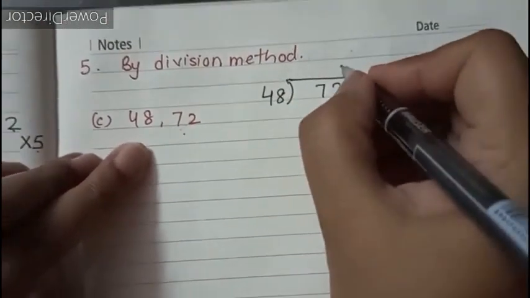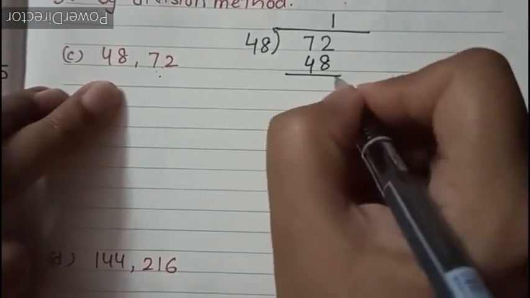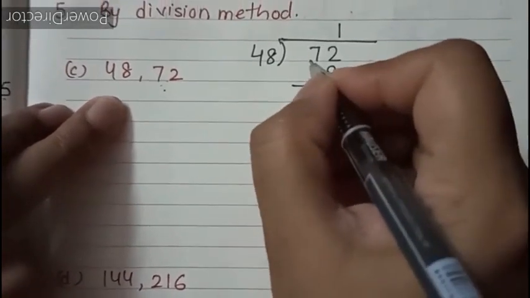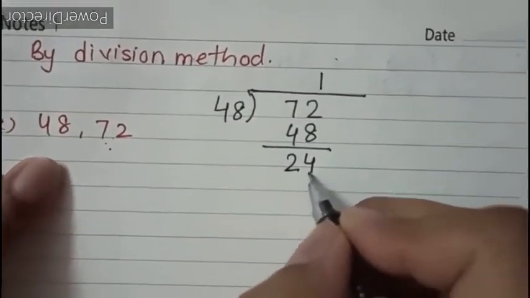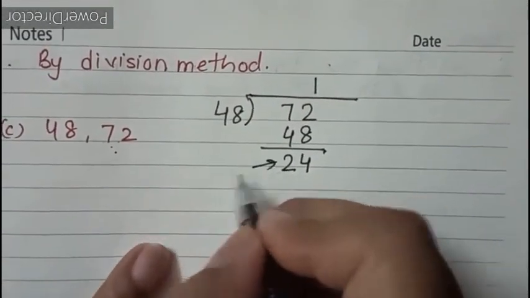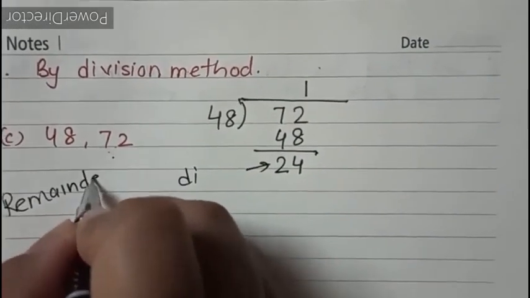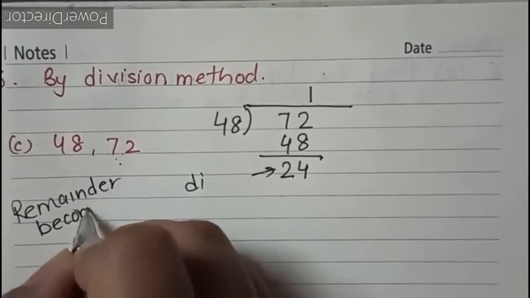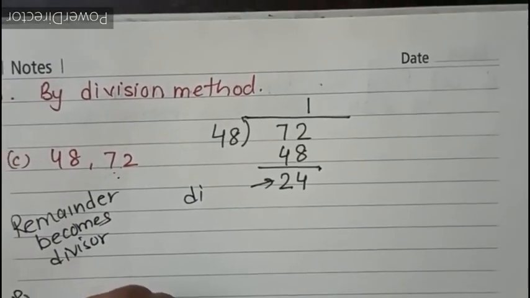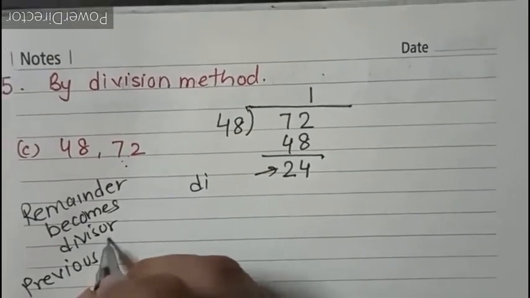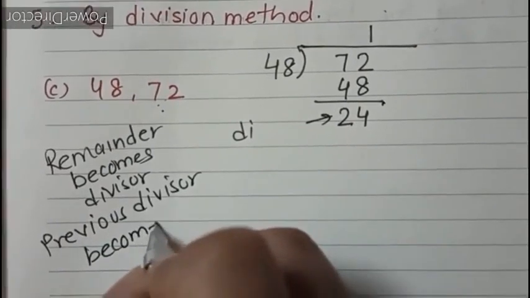So this is a small division for you. 48 ones are 48. 12 minus 8 is 4. 6 minus 4 is 2, so 24. Now for the next step, this remainder becomes the divisor. Remainder becomes divisor, and the previous divisor becomes the dividend.